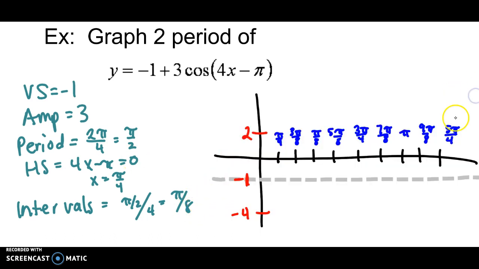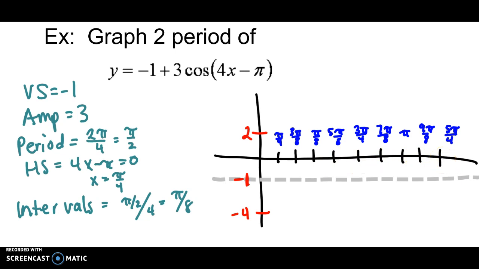So looking at our setup, don't forget what this dashed line means. You don't have to have that graph, but I think it's helpful. I know that this is a vertical shift at negative 1, so because of the amplitude, I'm going to go 3 above and 3 below. My starting x value is at pi over 4, and each interval is going to be pi eighths away.